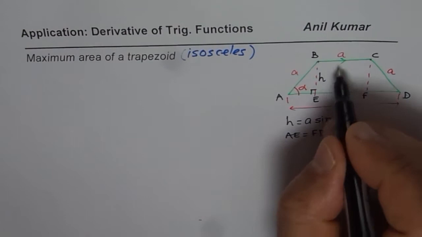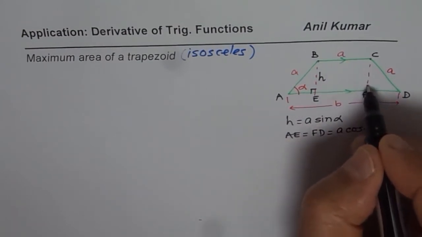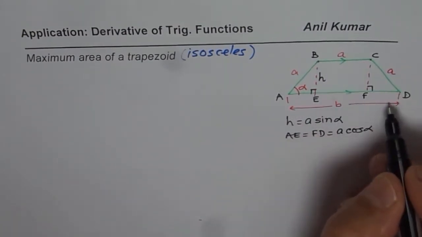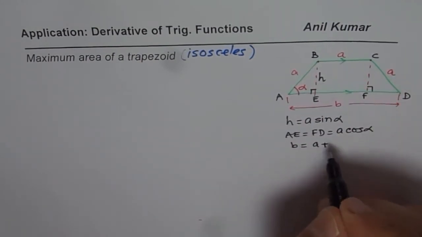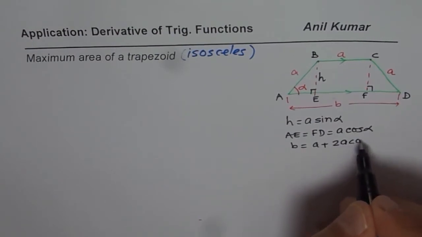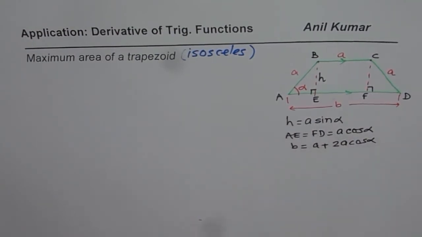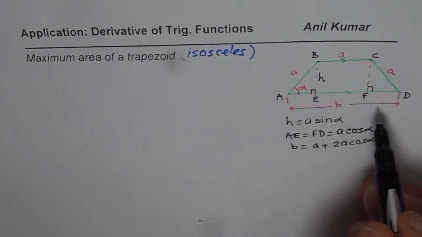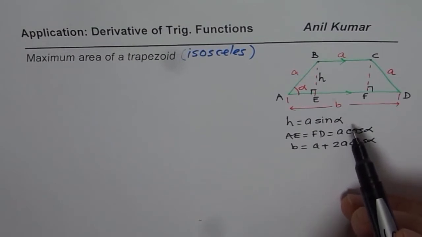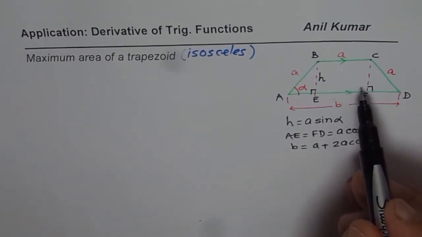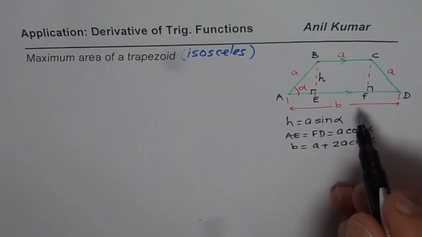That makes B equal to A plus... So this side, because these sides are parallel and these are perpendicular, side B could be written as A plus 2 times A cos alpha. Right, so these are the parameters for our trapezoid. It's very important to understand it since there could be many related questions based on this concept itself.